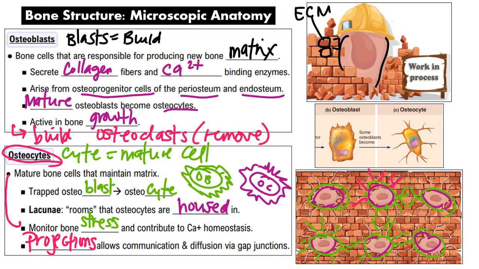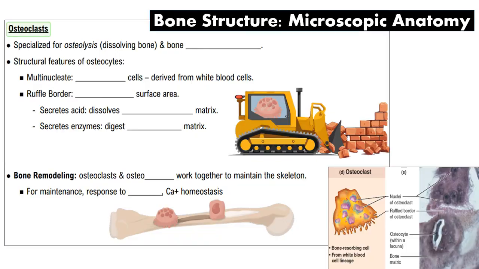Now let's go ahead and get into osteoclasts. Now, osteoclasts are all about clast is equal to cut. Okay, so that means you're removing some of that bone matrix. And so they're specialized for osteolysis. Now we know osteo means bone, lysis means to break. So that means it actually can dissolve bone, and because of those little ruffles that they have on the outside of these actual cells, they're going to be a part of bone reabsorption.